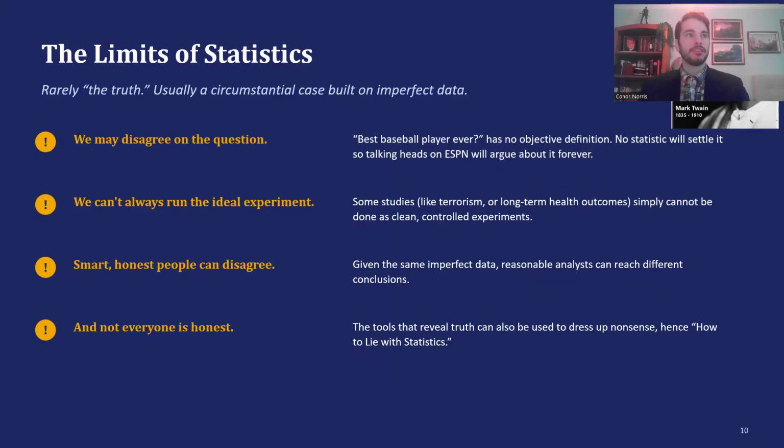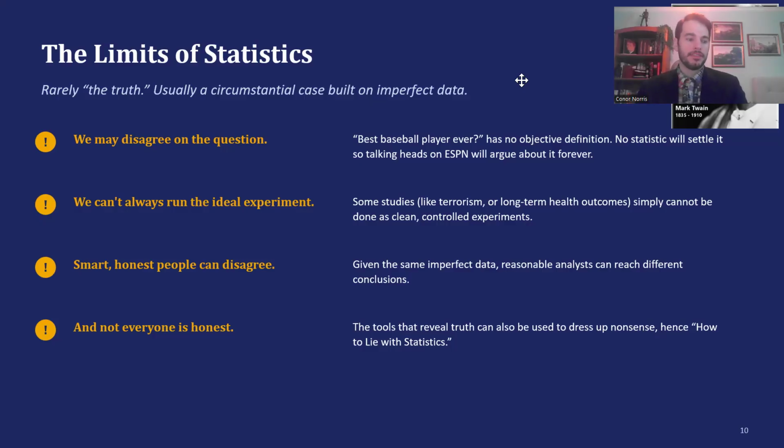Okay, so there are limits to statistics. I have to move my thing again because I put Mark Twain there in the upper corner. He came up with the quote, "There are lies, damn lies, and statistics." So statistics on their own can rarely yield the truth. Usually it's something circumstantial, built on imperfect data. This is a step in the right direction. Just because you can attach a number to something doesn't mean that we have found the true perfect effect, and that is it, case closed. So this runs through just a few of the potential issues.